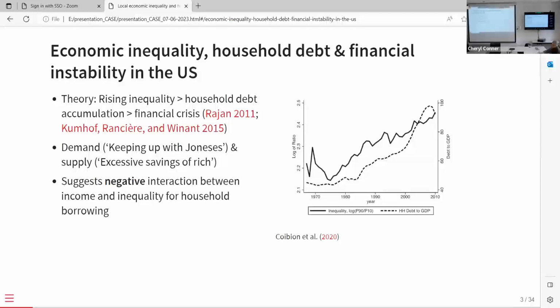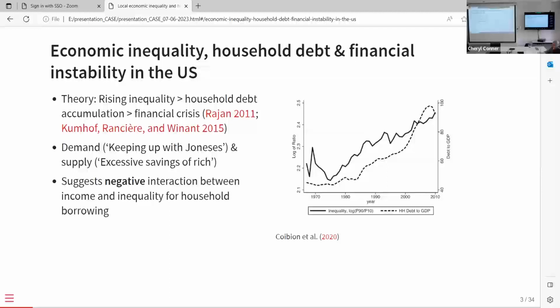So in these theories, really, there's two strands. There's a demand side and a supply side. So the demand side is that households, especially those on the lower end, are demanding more credit because of inequality rising. Those who are rich can consume more, and those who are disadvantaged by inequality need to borrow to match that consumption, to keep up with their relatively richer peers.